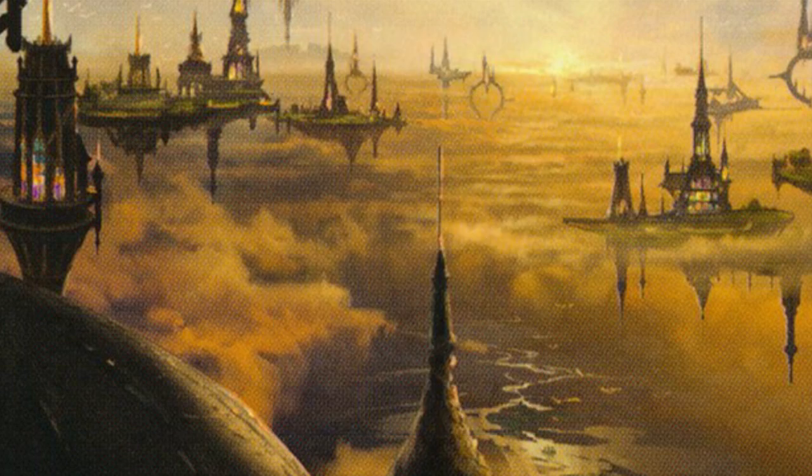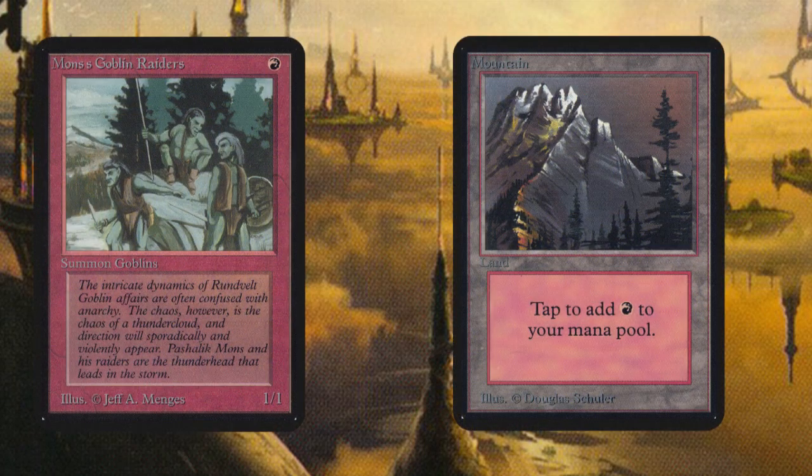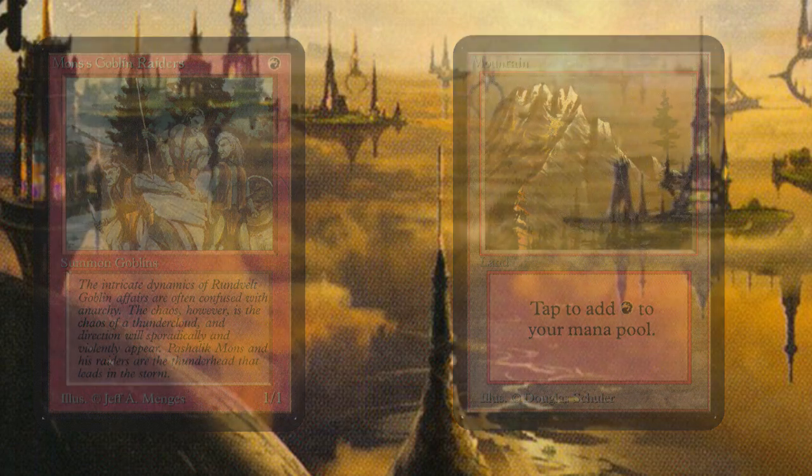Initially, there were no formats. Any card was legal at any time. There weren't even any deck construction limitations, beyond the fact that your deck had to contain a minimum of 40 cards. Do you want to build a deck which has 20 copies of Mons Goblin Raiders and 20 Mountains? Go ahead, there's nothing stopping you. It's from this era that the Channel Fireball combo was born.